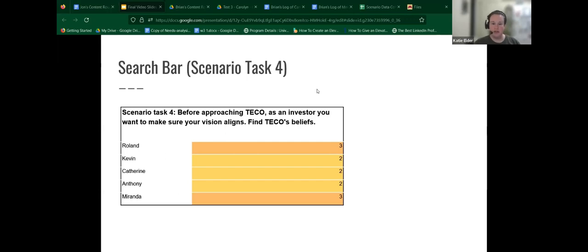Our next recommendation for this website is to add in a search bar. We are associating this recommendation with scenario task 4, where we asked our testers to find TECO's beliefs. As you can see here on our results chart, this was a medium difficulty task, with testers giving it scores of 2s and 3s. Our testers spent a lot of time scrolling through the site's pages and reading through the text.